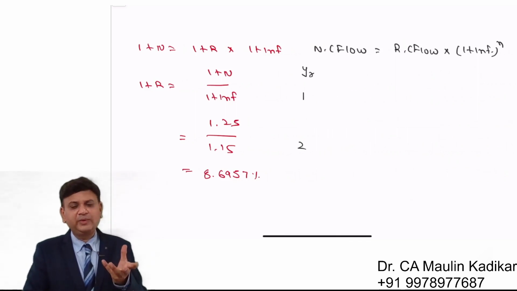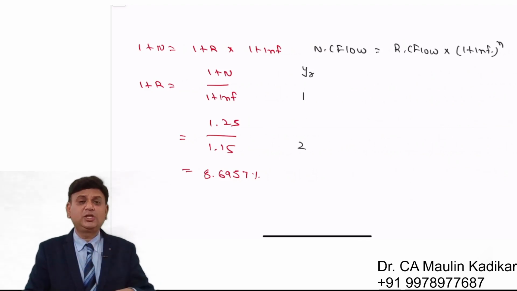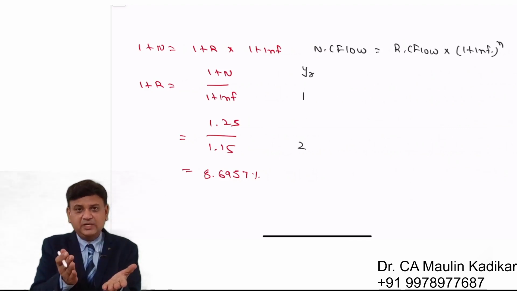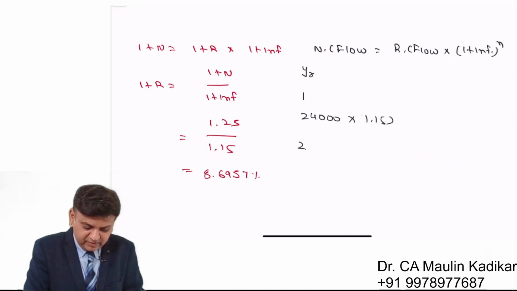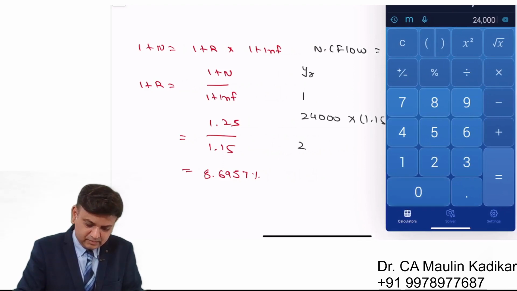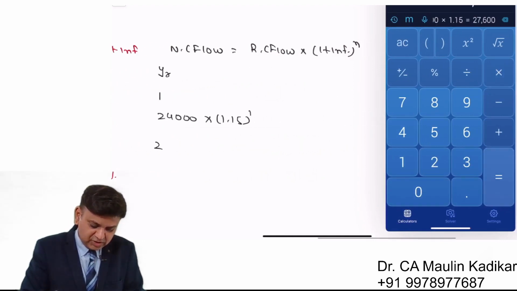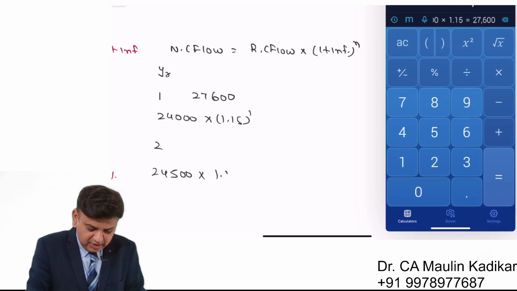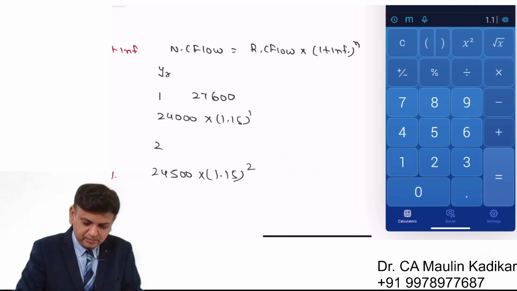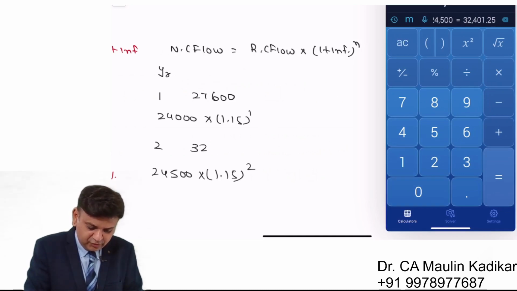Sir, why do we compute the nominal cash flow? Because the question says you are required to adopt the nominal cash flow approach. So real cash flow will be converted into nominal term. So 24,000 for year 1 into 1.15 raised to 1, so it is 27,600. Then 24,500 into 1.15 raised to 2, so it is 32,401.25.